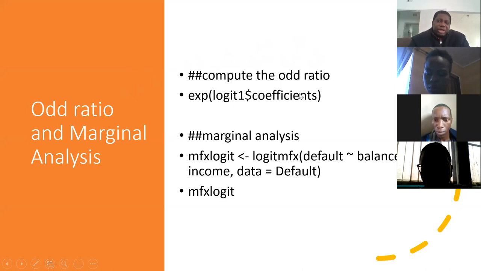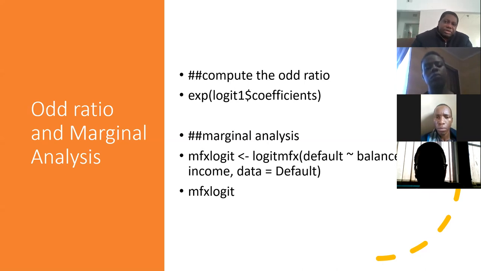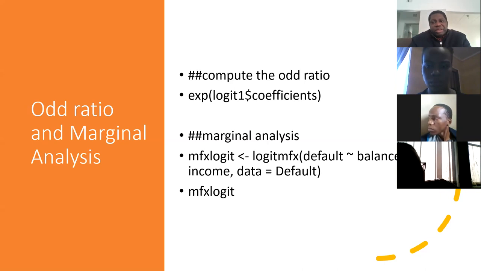So if you want to calculate the odds ratio, the odds ratio is just the likelihood that something will happen. So what is the likelihood? For instance, if you want to work on credit availability, you want to see, okay, what's the likely probability that I will have access to credit? That will depend on certain factors. That is what the odds ratio will be telling you.